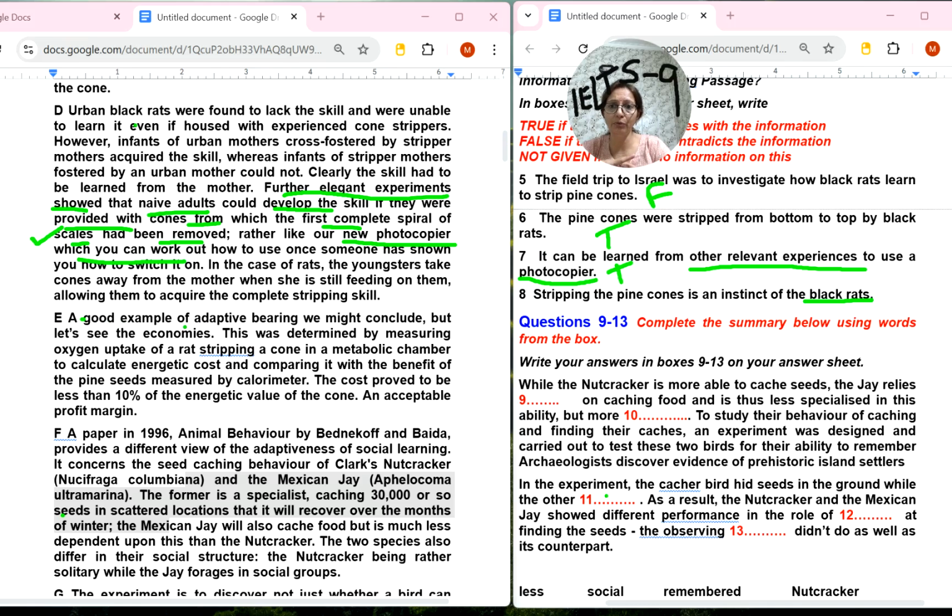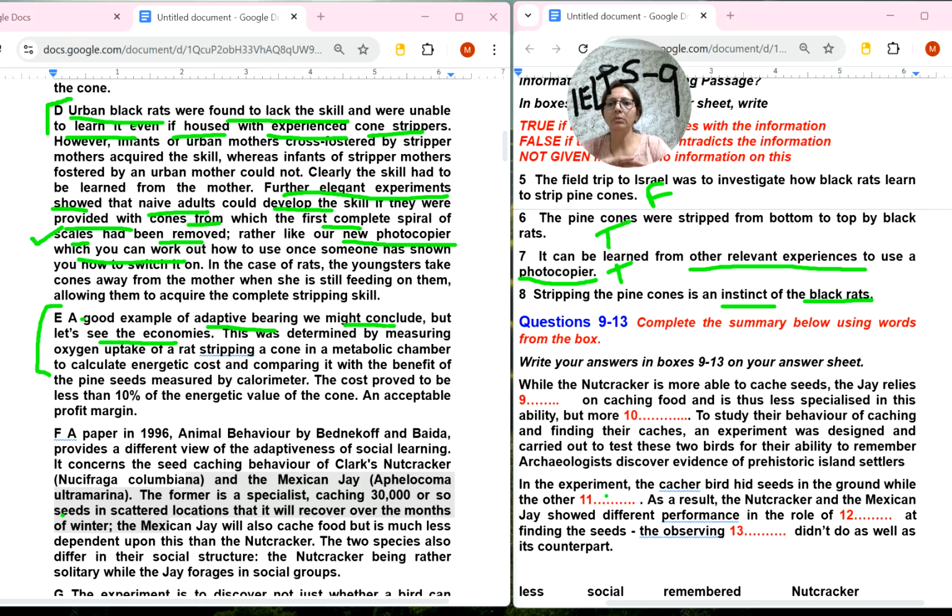A good example of adaptive bearing, we might conclude, but let's see the economies. Okay, is an instinct of the black rat. So black rats, they were talking here in that paragraph. Urban black rats were found to lack the skill and were unable to learn it, even if housed with experienced cone stripers.